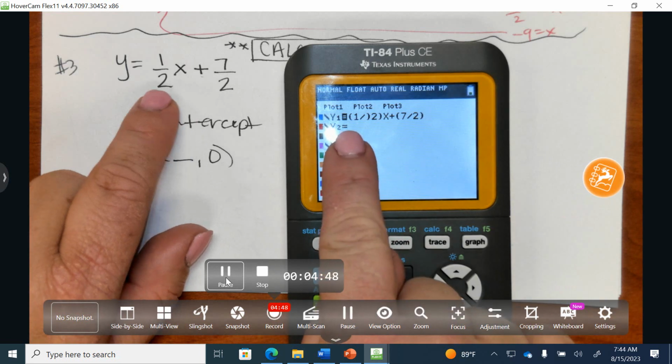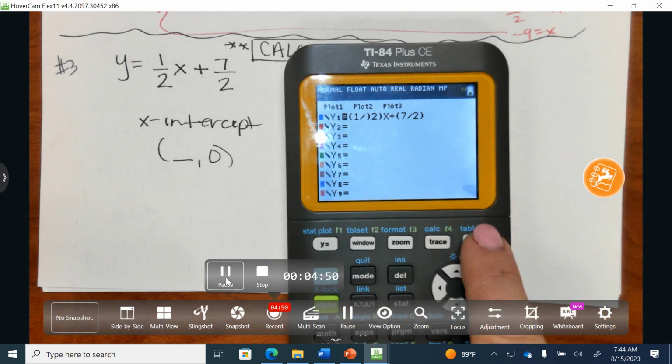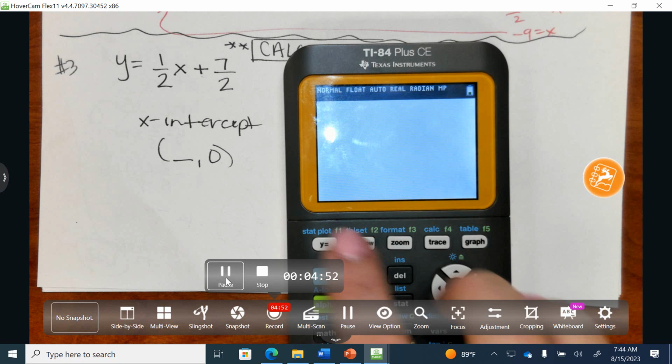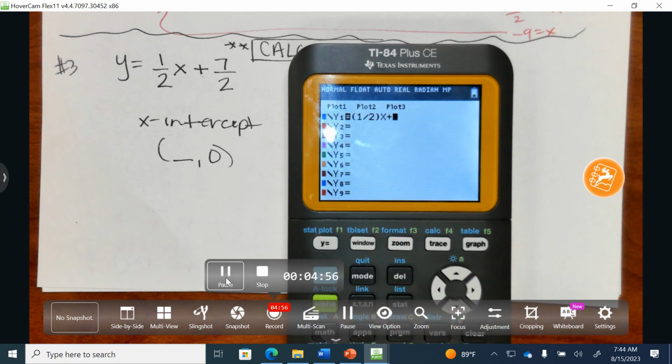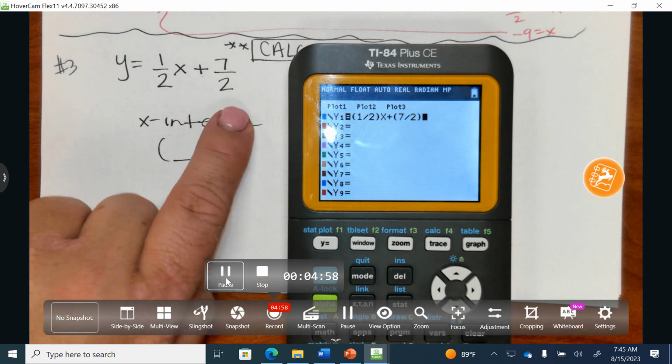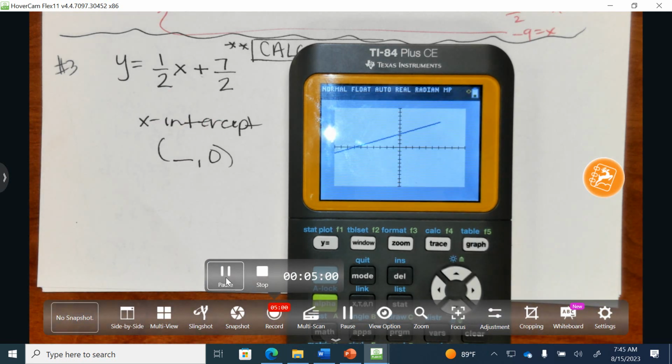I've made a few mistakes here. I want to slow it down, make sure I've typed it in correctly, and I'm going to graph it. Looks like I've done something wrong. Let's try this again. 1/2 x plus 7/2. That matches up.